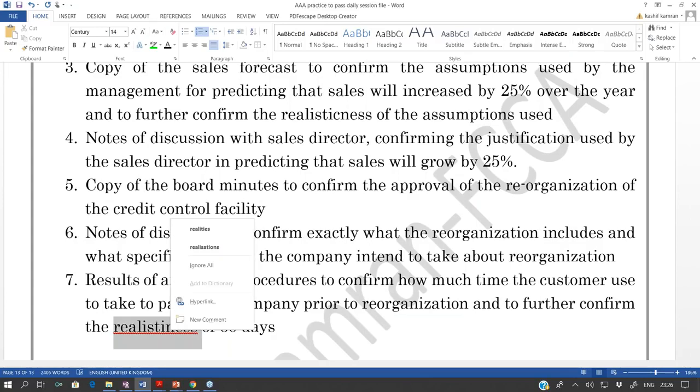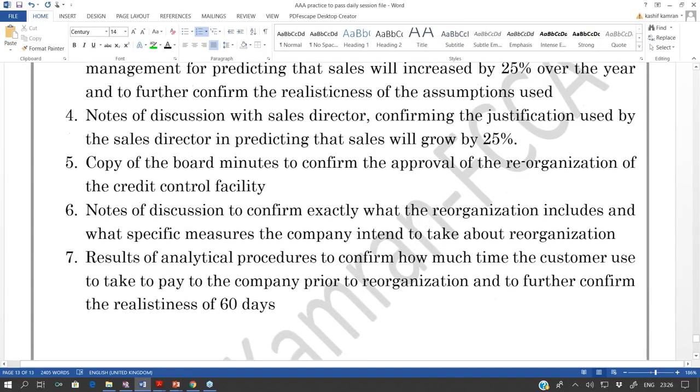I need to be very assured here, right? Because management says that after the reorganization, they will be approximately taking 60 days.